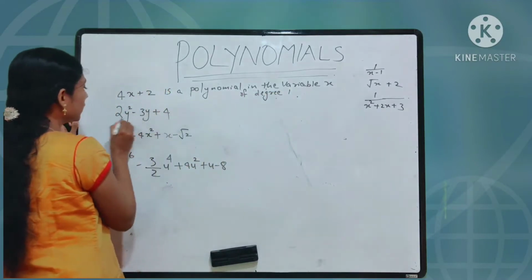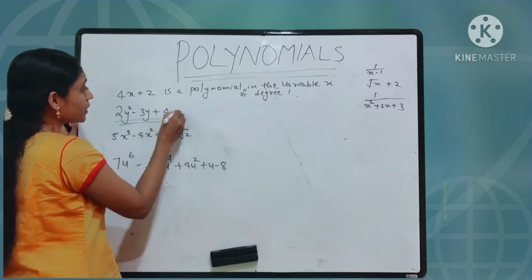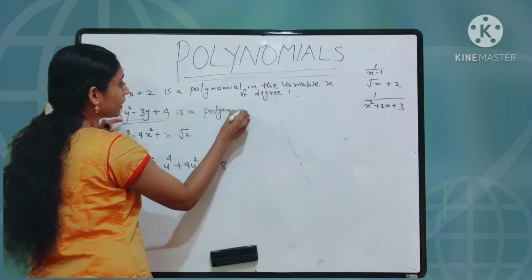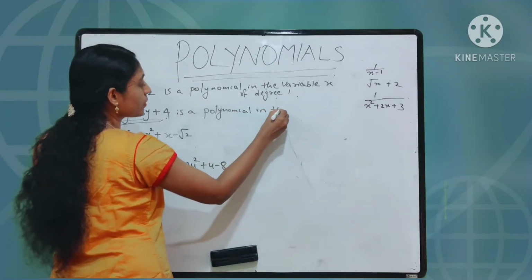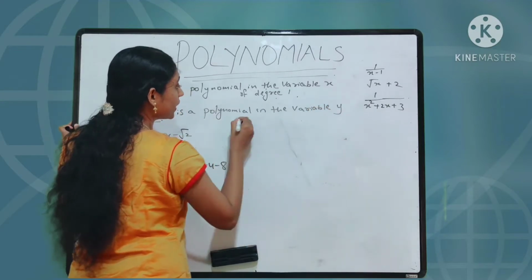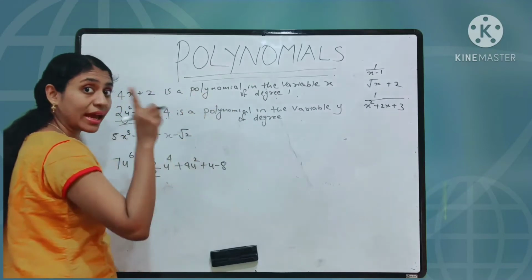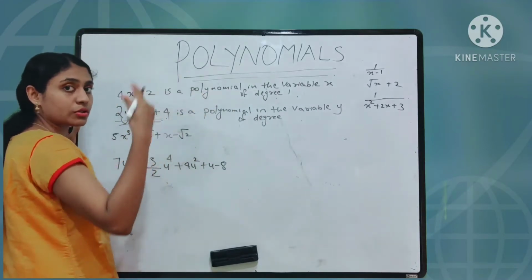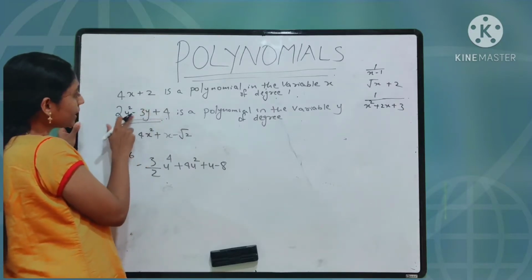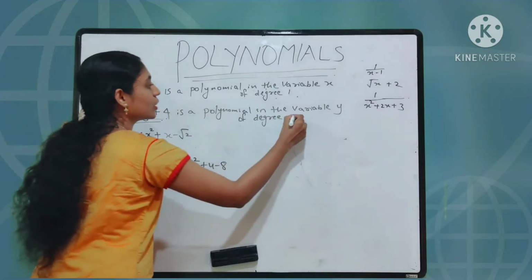And what about degree of this one, 2y square minus 3y plus 4? This is also an example of a polynomial. Here the variable is y, right? So this is a polynomial in the variable y of degree. What is degree of a polynomial? It is the highest power of x or y in P of x or P of y, like that. Here the highest power of variable y is square, right? So it is a polynomial in the variable y of degree 2.